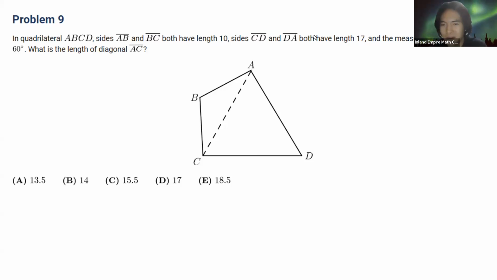choice E, 18.5. Leo and Loy, what did you guys get for this? Okay, Loy got B. Leo, do you agree, disagree? Okay, that's fine. Yeah, so Loy, I agree with your answer. That's correct. Do you want to share how you solved this? Do you want to talk about your thought process and your solution? You can feel free to unmute.